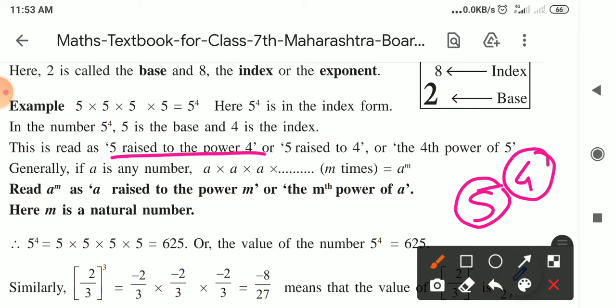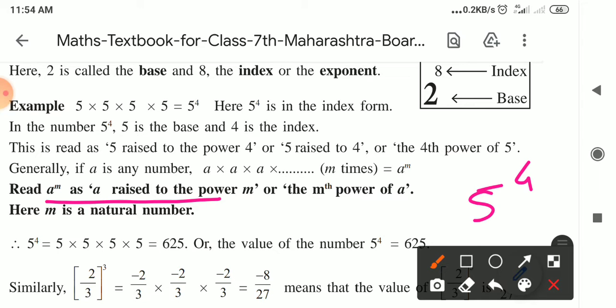These are the readings. In the paper they only ask how to read this, and for that also 1 mark is there. So all of you underline this line and make it perfect. How to read this? 5 raised to power 4, or 5 raised to 4, or the 4th power of 5.